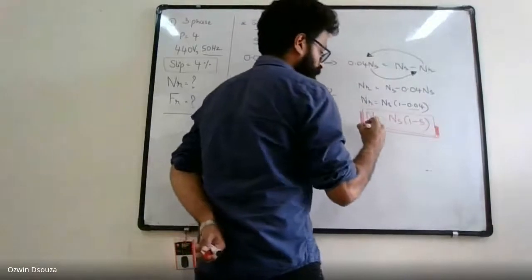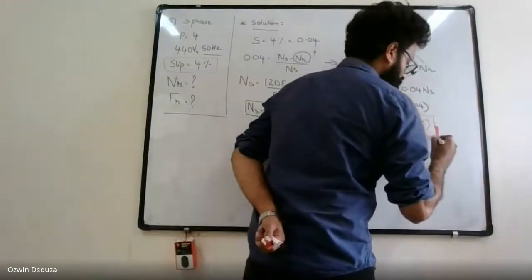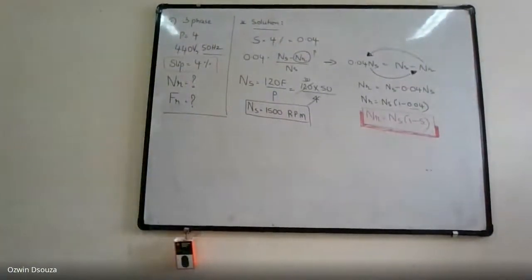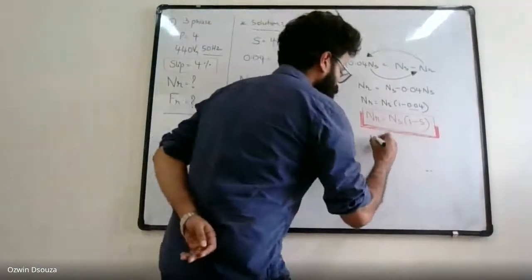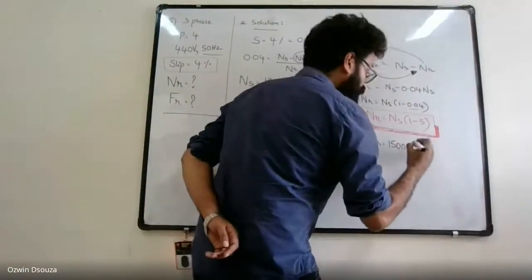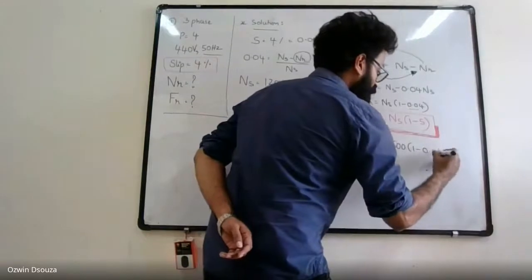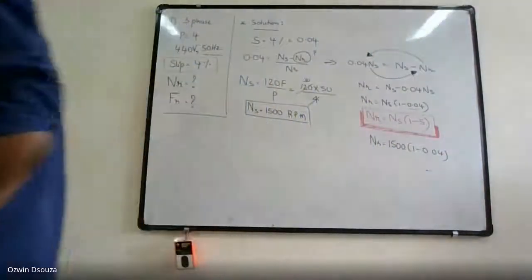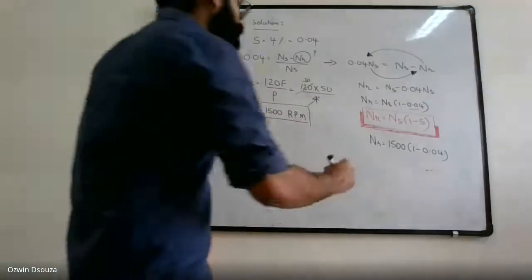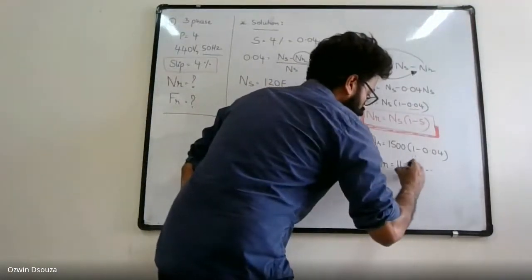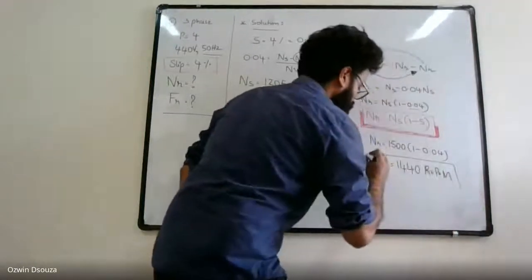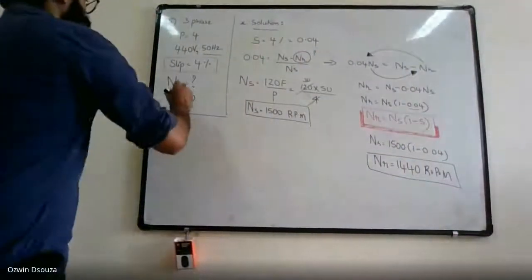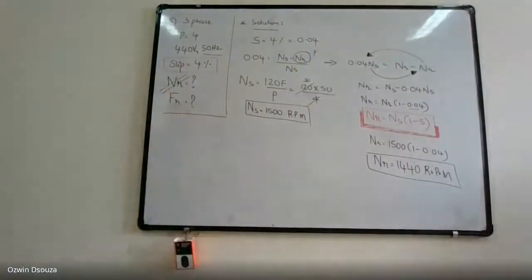You can highlight this form. nr is equal to ns into (1 minus s). That will give me the nr value. So nr is equal to ns, that is 1500 RPM, into (1 minus 0.04). How much will you get? 1440 RPM. So nr is equal to 1,440 revolutions per minute. So that is my nr. We have found nr.